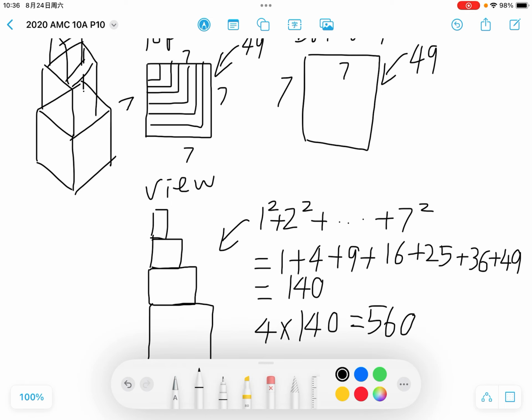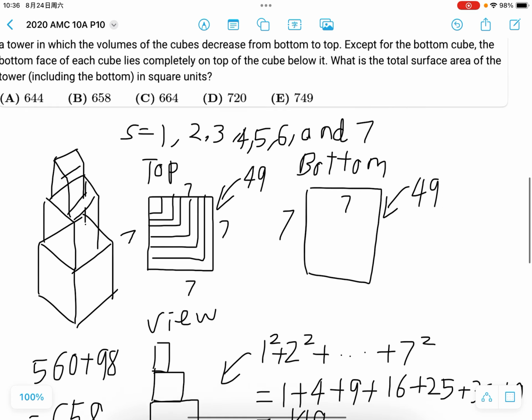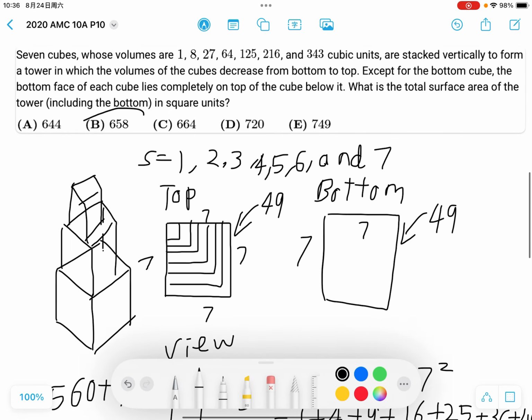So the answer is actually just 560 plus 98, because 98 is the sum of 49 times 2, which is the top and bottom view. And that just gives us 658. That actually is an answer choice, and we're fairly sure that we're correct because this problem's not that hard, and it's probably not that kind of trick question. So thanks for watching. Bye.